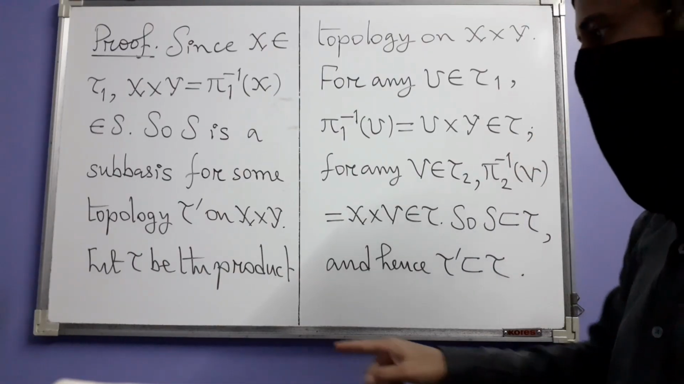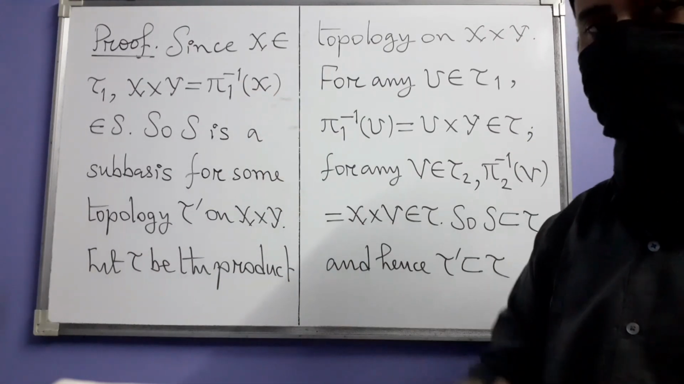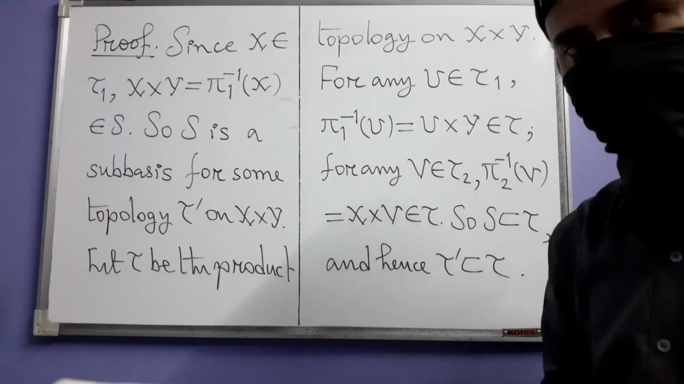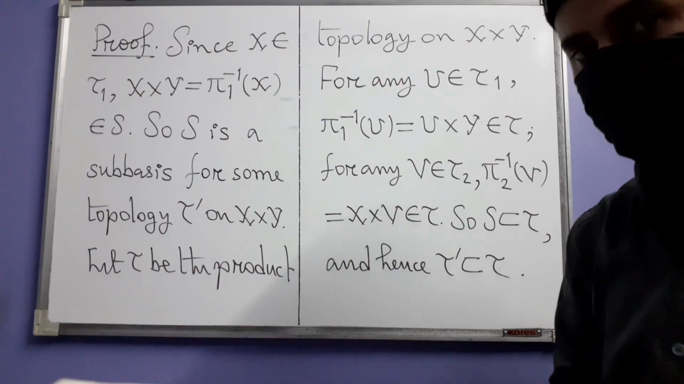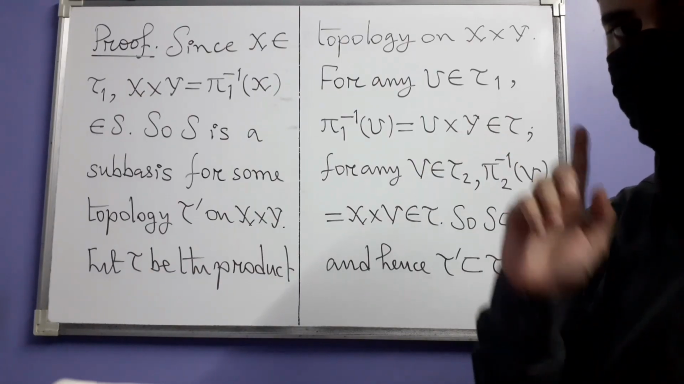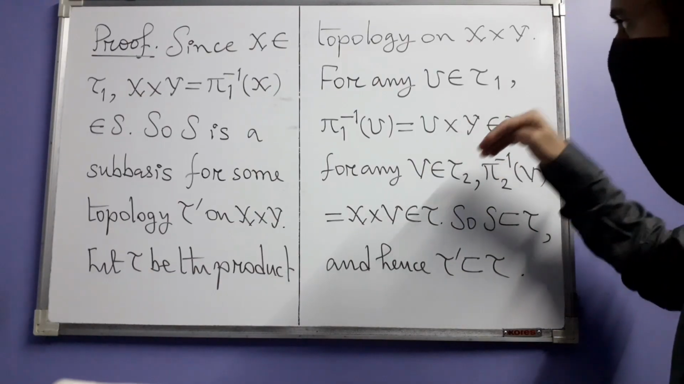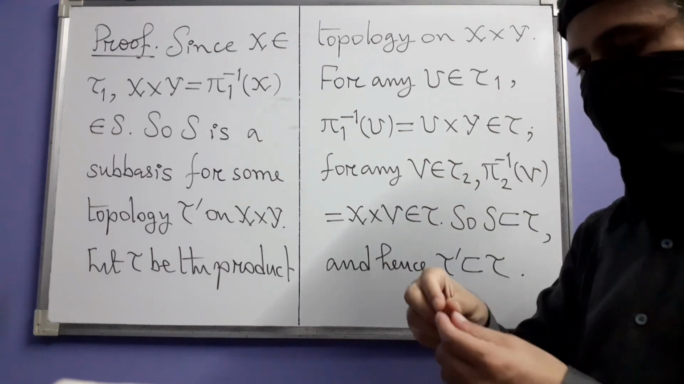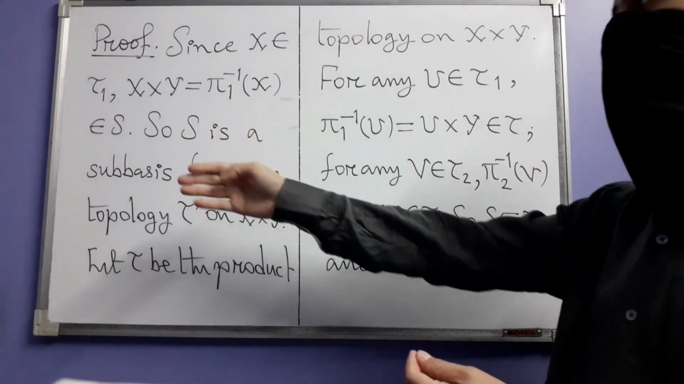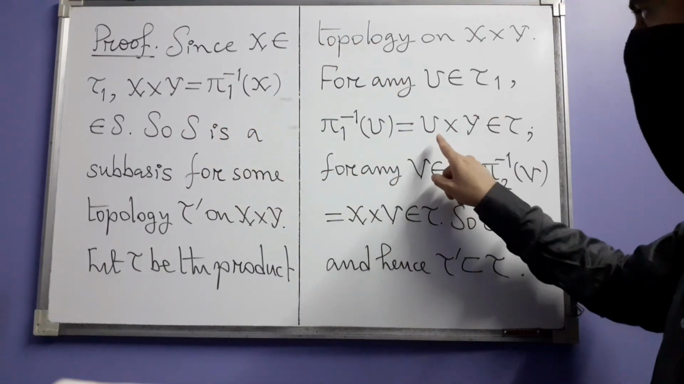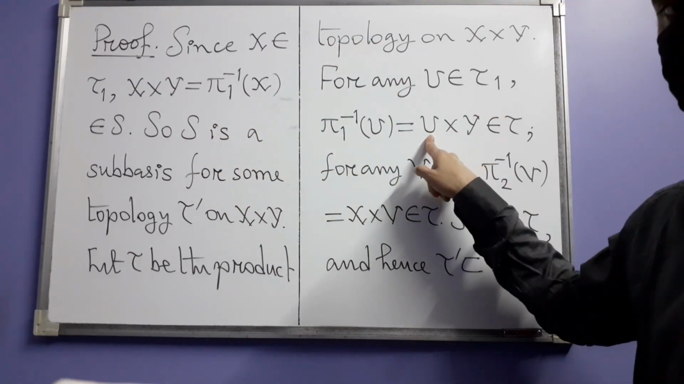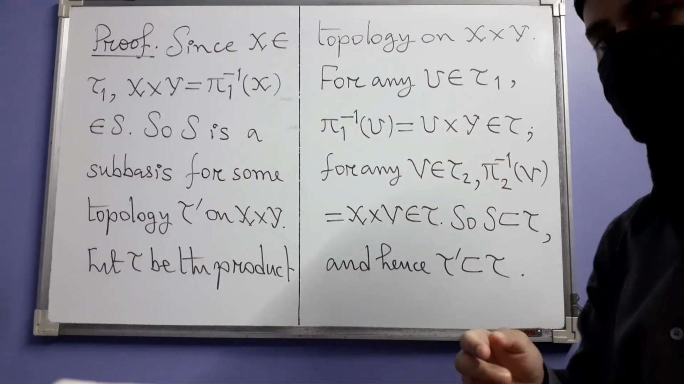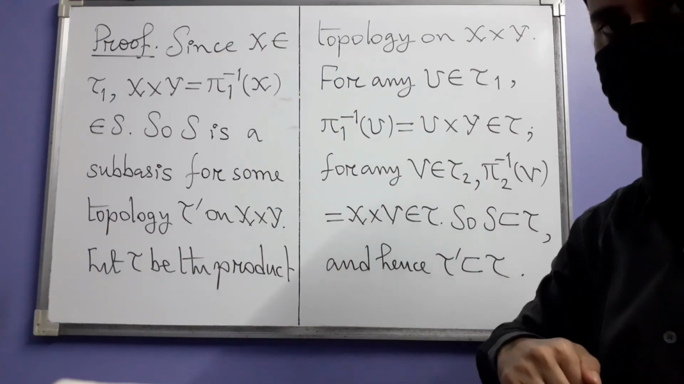Why? Do not forget that tau is the product topology on X times Y. And this type of sets are not only in tau, but they are actually basis elements for tau. If you recall the definition of product topology, any basis element in the product topology is the Cartesian product of an open set in X and an open set in Y. One of those open sets is U, which is open in X, and Y is open in Y. So this is a basis element in the product topology, and as such it belongs to the product topology.